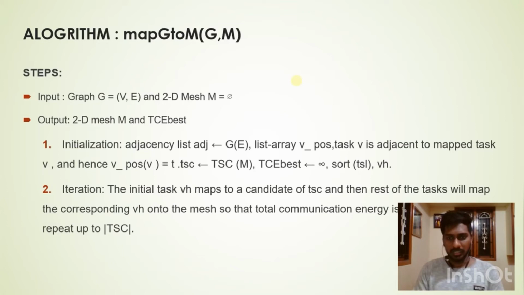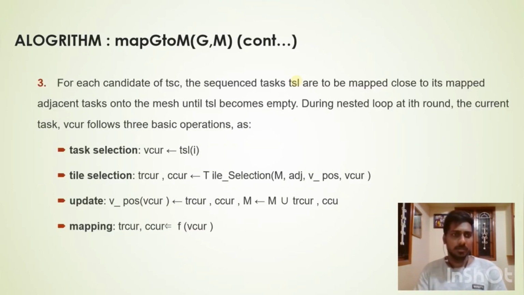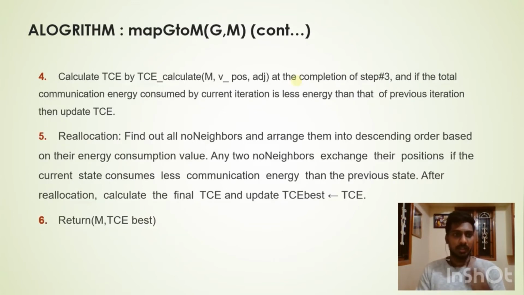The initial task will be mapped to a tile, and then the rest of the tasks will be mapped onto the mesh so that the total energy is minimized by the routing and mapping. This is further explained by four steps: task selection, tile selection, update, and mapping. These are the four major operations in this Map G to M. Then we should calculate TCE. The energy can be calculated by the formula. Then it should be iterated continuously.